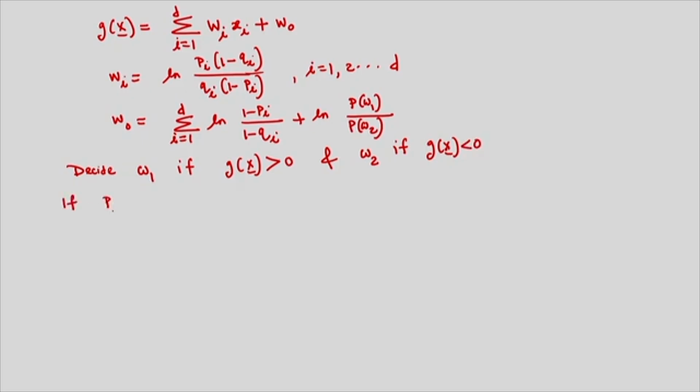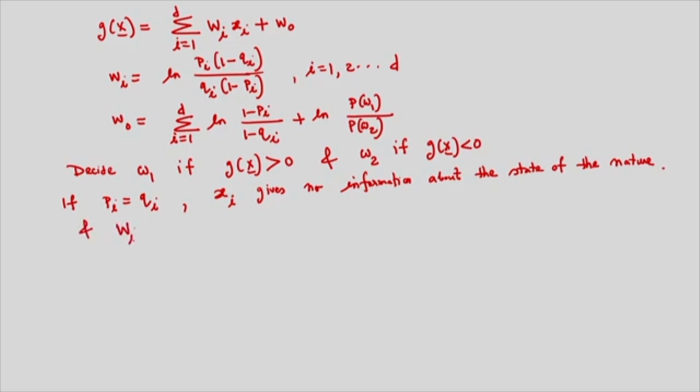Suppose pi is equal to qi, these two probabilities are equal. So what feature are we considering? The ith feature. So xi gives no information about the class, or you can say the state of nature. And in this case the corresponding weight Wi is equal to 0. That means it is called feature independence.